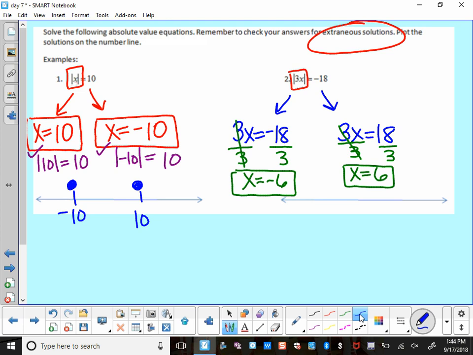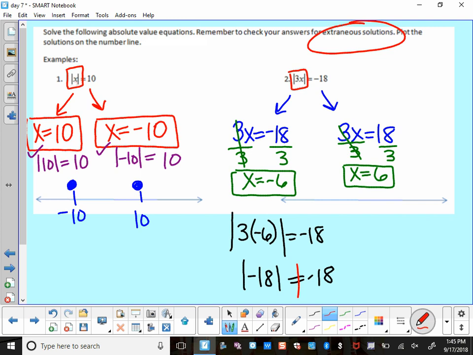Yeah, so let's plug it back in here. So I have 3 times... some people can do this in their head. If you can, go for it. So my answer here was -6. 3 times -6 gives me -18. Is the absolute value of -18 equal to -18? It should be positive. That one does not work.